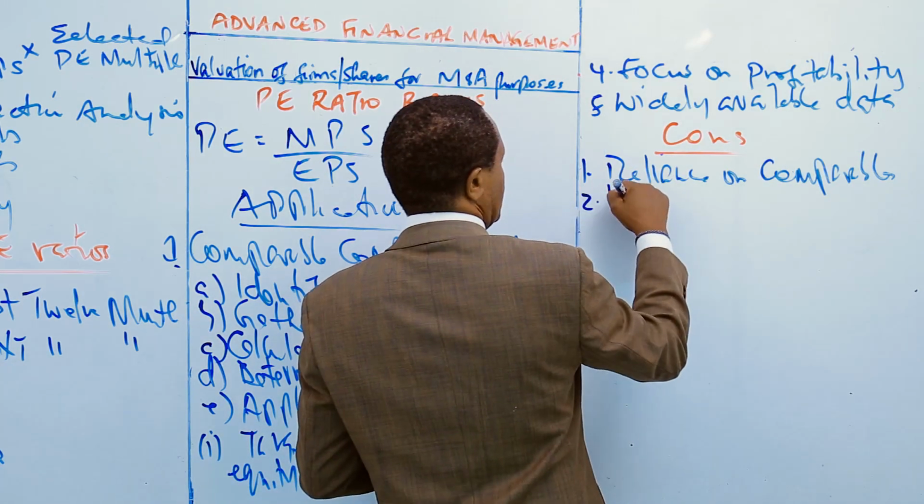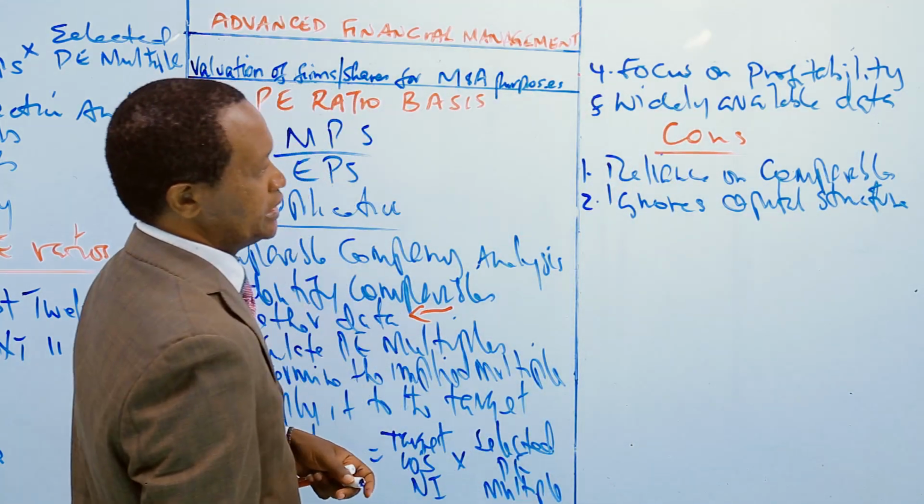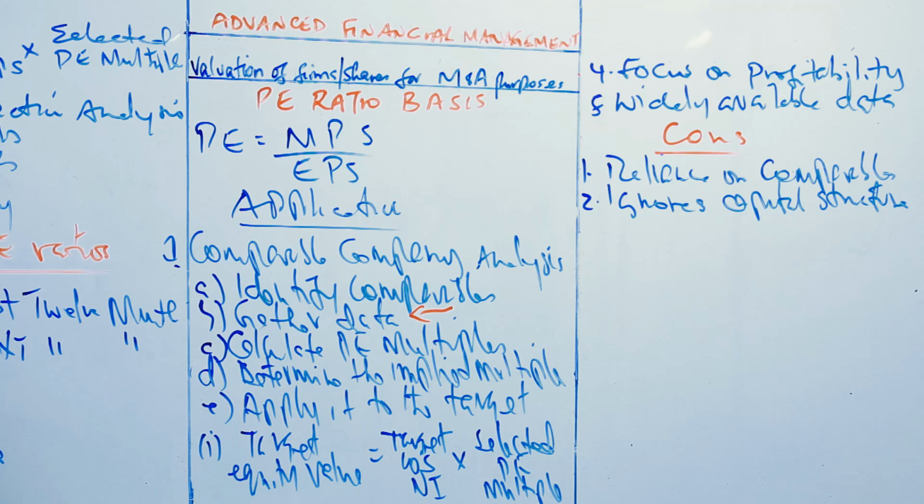And minor differences in business models, geographical markets, growth strategies, or even competitive advantages can significantly distort the comparison. Two, it ignores capital structure. The PE ratio is an equity multiple and does not account for differences in the debt levels between companies. A company with a high debt might have a lower PE, but it also carries higher financial risk, which isn't directly reflected in this basis. Enterprise value multiples are often preferred for mergers and acquisitions as they are capital structure neutral. Understand?